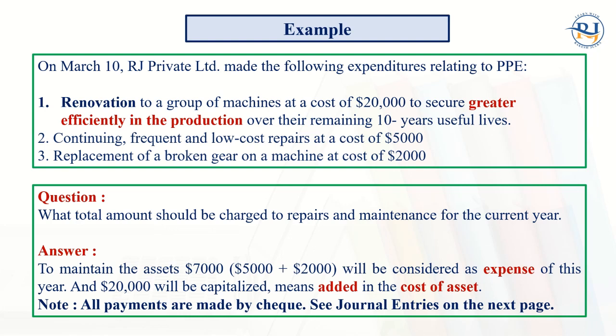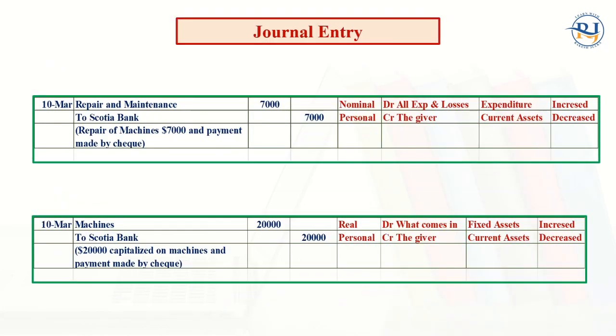Note one thing, all payments are made by check. Now see the journal entry on the next page. So what is the journal entry here? Repair and maintenance account debit to Scotiabank. So $7,000 is the debit and 7,000 is on the credit side. Next is the machine account debit to Scotiabank. $20,000 on the debit side and $20,000 on the credit side. You can see that I have written the nominal account here for all the expenditure. So debit all expenses and losses and credit all income and gain according to the golden rule of debit and credit in accounting.